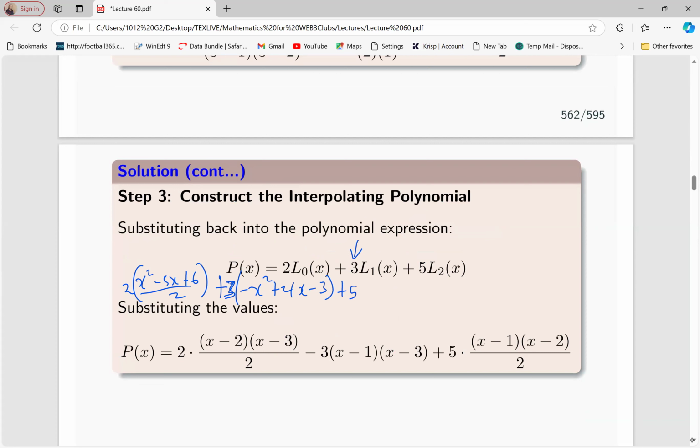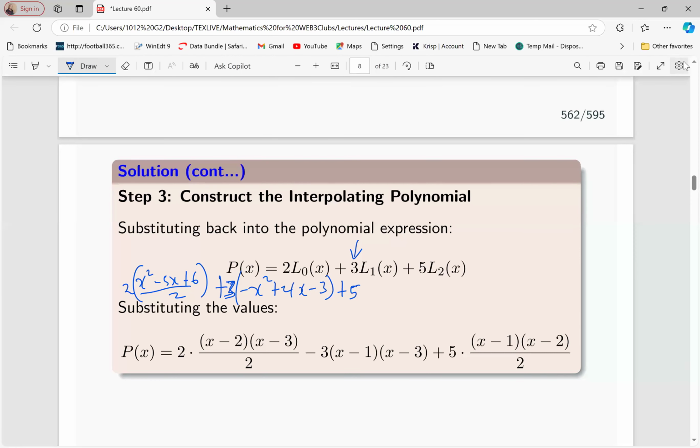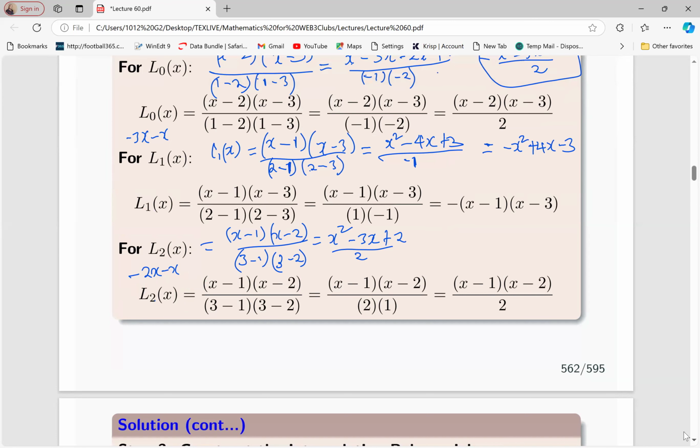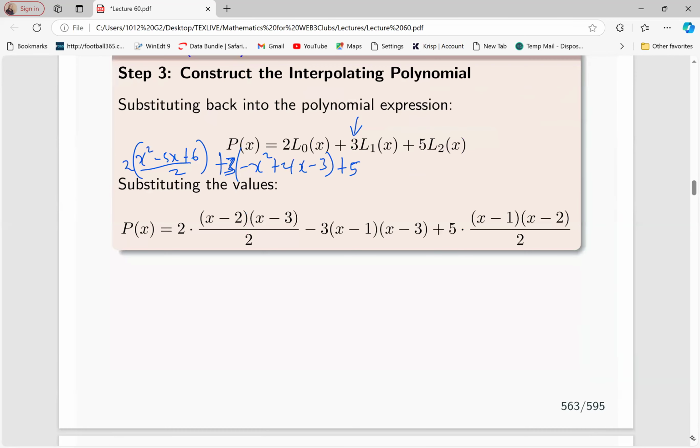Then lastly, we have this one that the y value is 5. But what was the simplified one? The simplified one is here: x squared minus 3x plus 2, then over 2. Okay, it was already simplified. So what remains is just to multiply them out and to collect like terms.